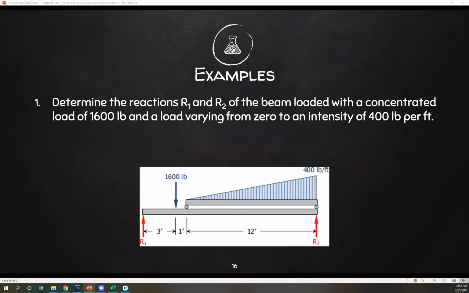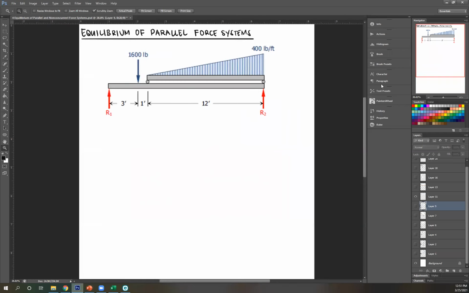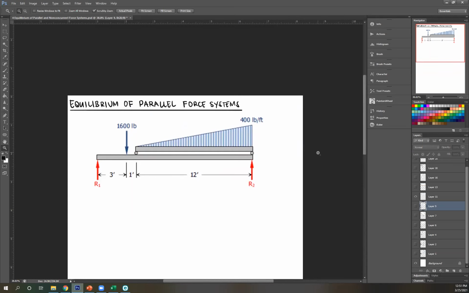Okay, number 1, determine the reactions R1 and R2 of the beam loaded with a concentrated load of 1,600 pounds and a load varying from 0 to an intensity of 400 pounds per foot. So this type of problem is something that you will commonly encounter in higher subjects, looking for reactions. So this is an important skill you need to learn. Granted, this is more complicated than the usual question. So the goal here is to look for R1 and R2.